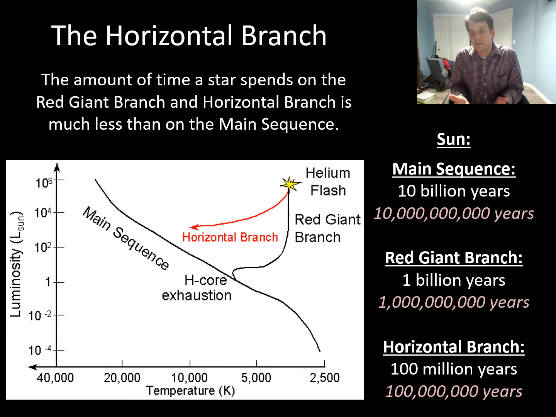So these are typical numbers for the sun. Good to keep in mind since the sun is our favorite star, but equally important to know that if you had a 2 solar mass star, all of these numbers would be smaller. If you had a 4 solar mass star, they would be smaller yet, and so on. But again, this describes all low mass stars. So anything less than 8 solar masses, this is what's going to happen. But the specific time scales will be somewhat different.